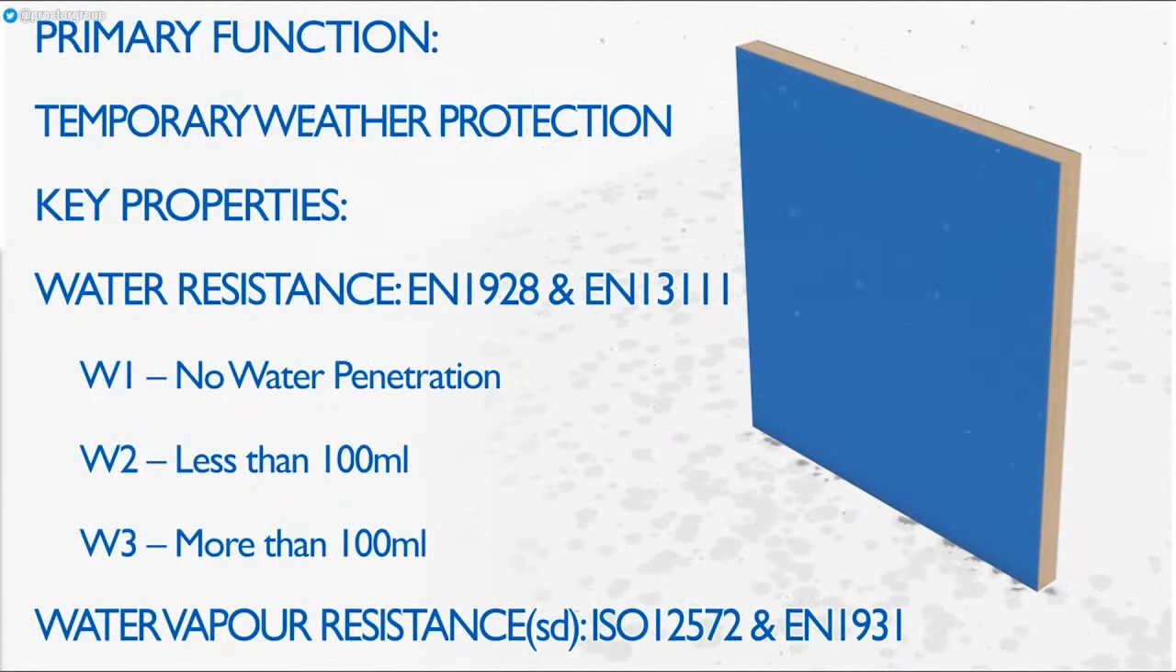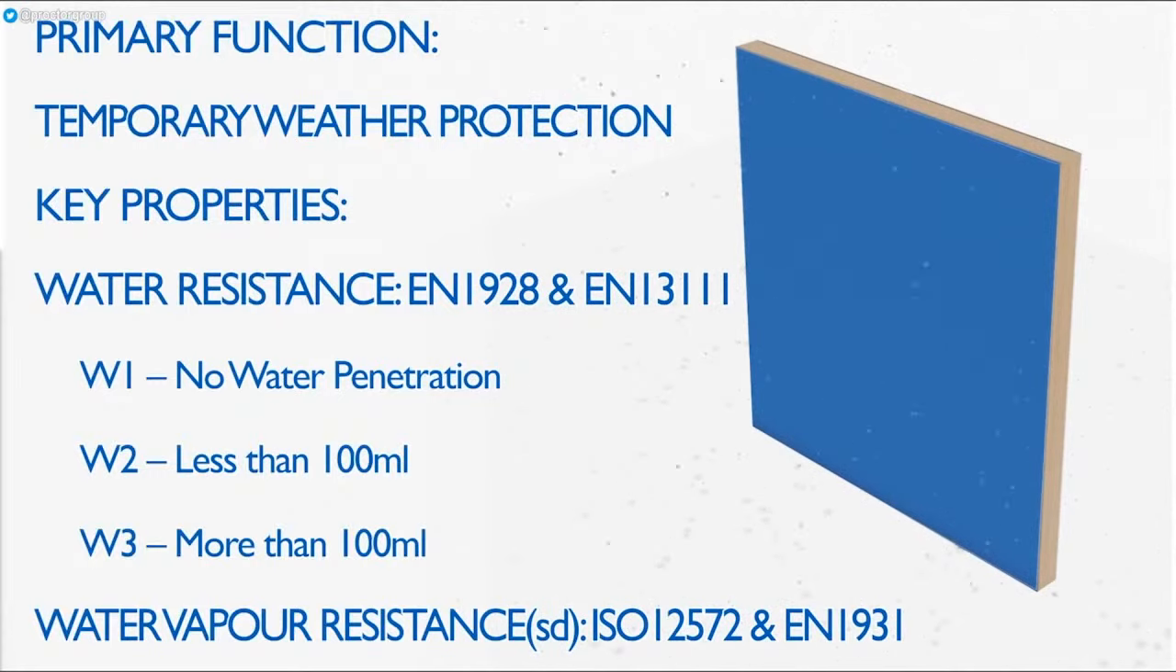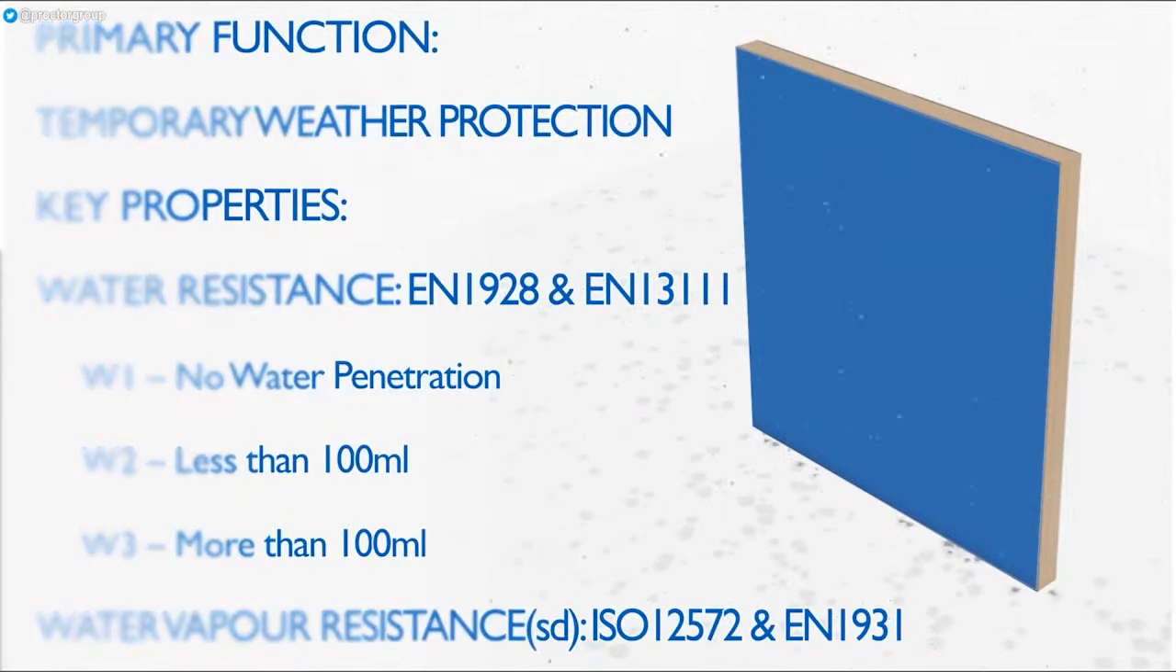Test methods for vapour-permeable membranes are laid out in EN 13859 Parts 1 and 2. Part 1 covers roofing applications, while Part 2 relates to walls. Weather tightness is tested to EN 1928 for W1 and EN 13111 for W2. W2 is usually sufficient for wall applications, while for roofing W1 is required. Water vapour resistance, if greater than or equal to an SD value of 0.2 metres, should be tested to EN 1931. If below 0.2 metres, it should be tested to ISO 12572.